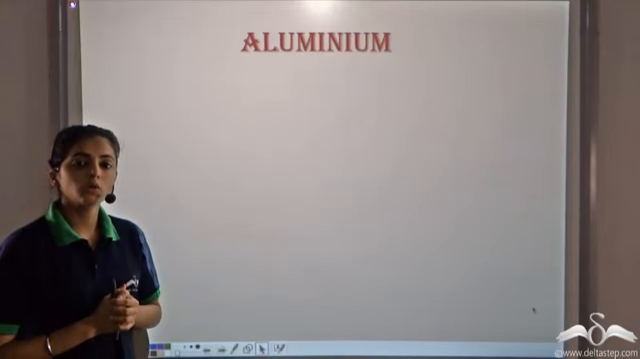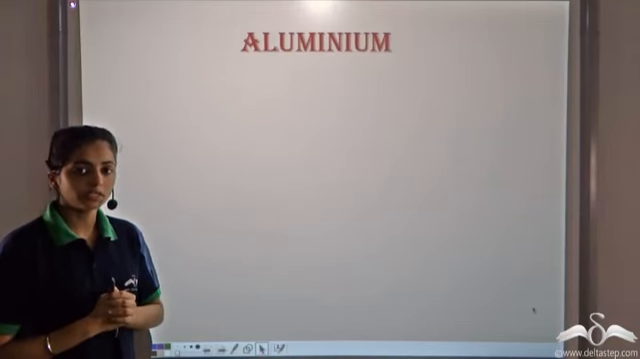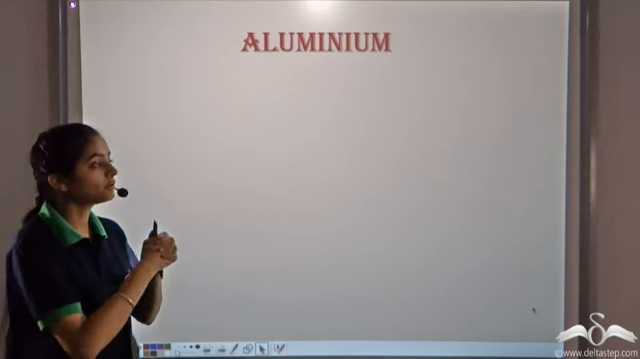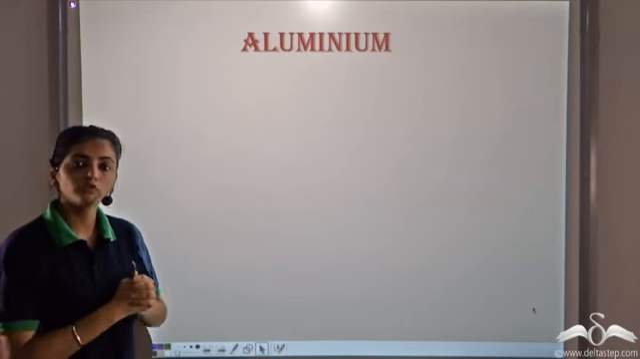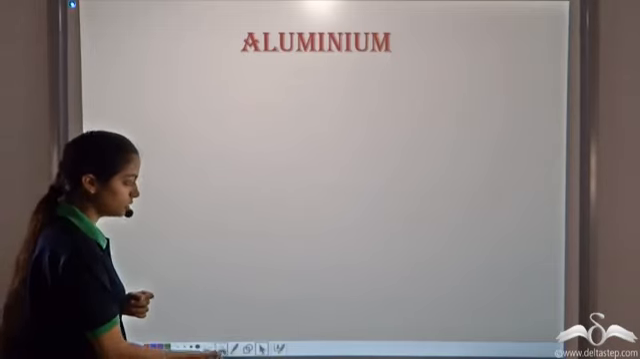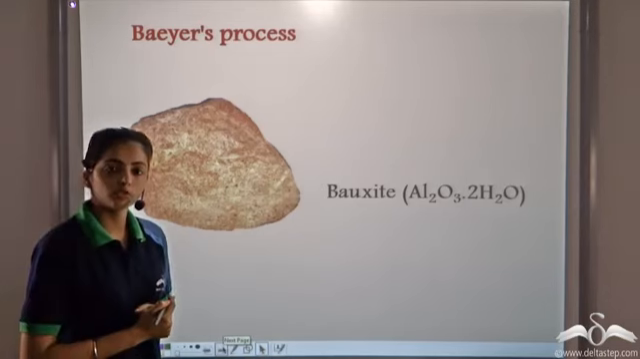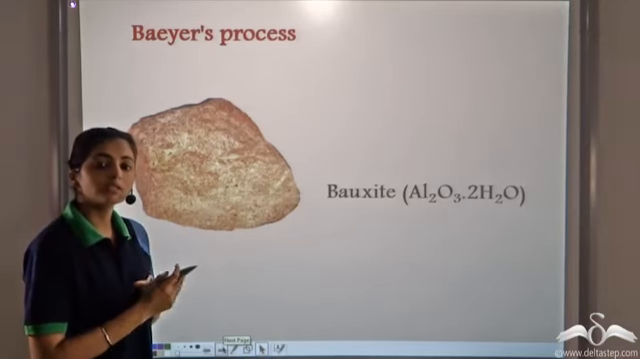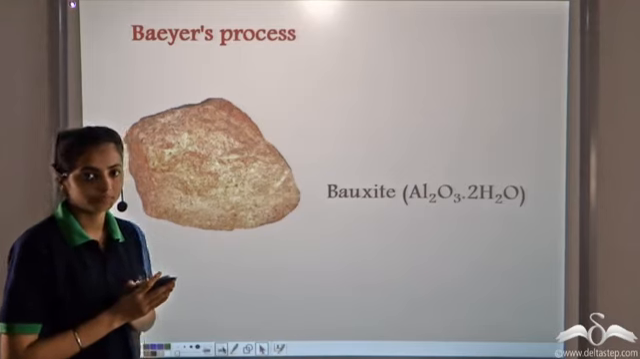We have seen how we extract metals from their ores. Now let's take a particular example, an example of aluminium. Let's see how we extract aluminium from its ore. The ore that we use to extract aluminium is bauxite. Bauxite is Al2O3.2H2O. This is the ore that we use to extract aluminium.